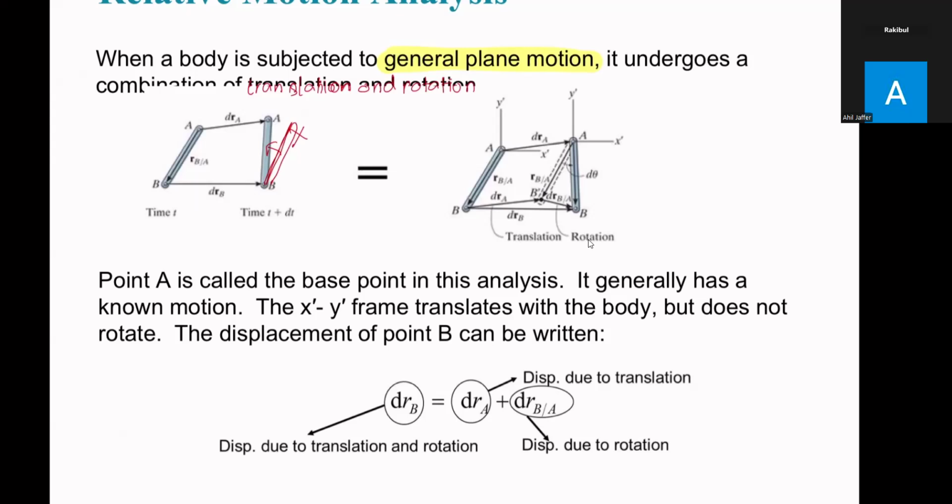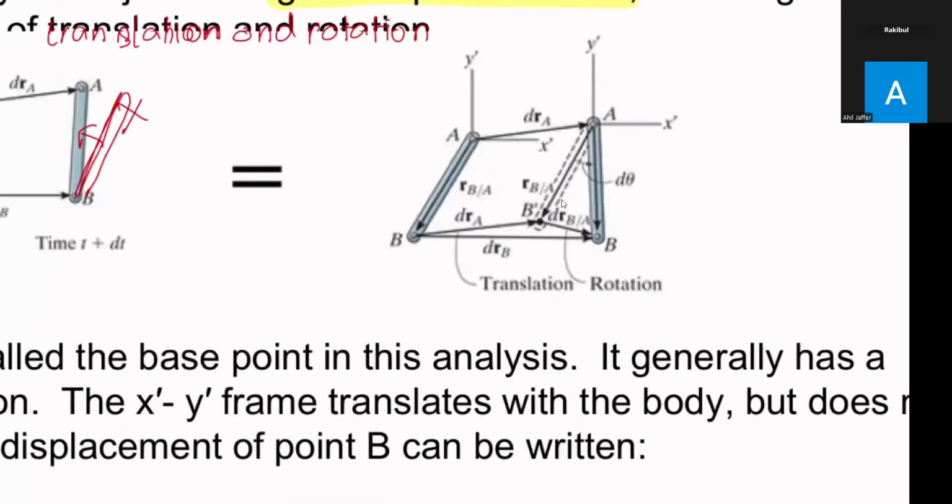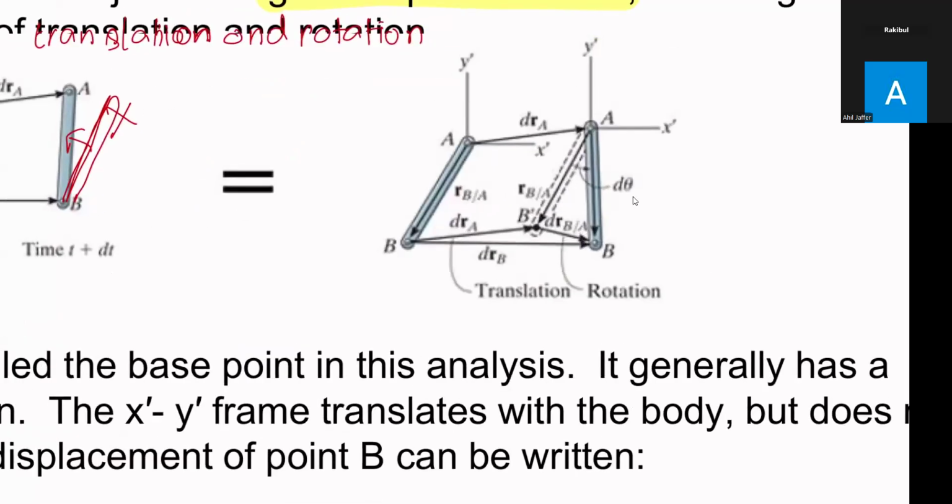Now, from the displacement perspective, if you look here, you see the displacement of DRA. Can you see it? This is DRA. So we keep the smaller one as a reference. So DRB is basically DRA plus DRBA. You understand my point? This is pretty important that you understand this.